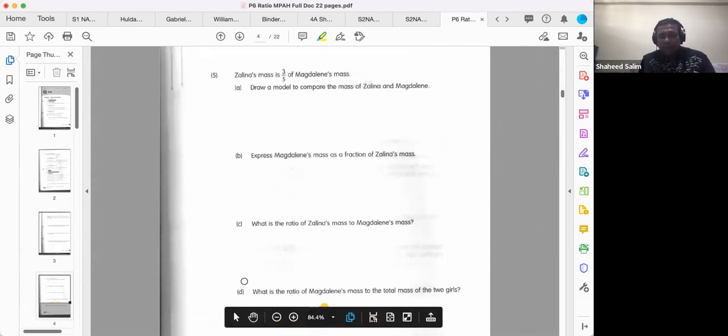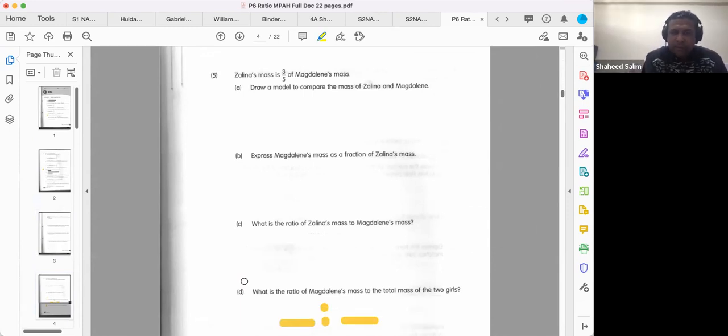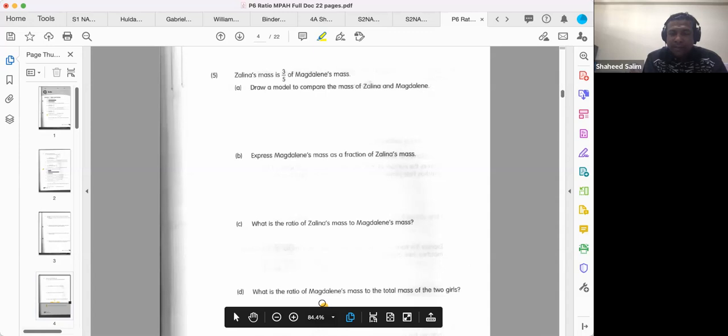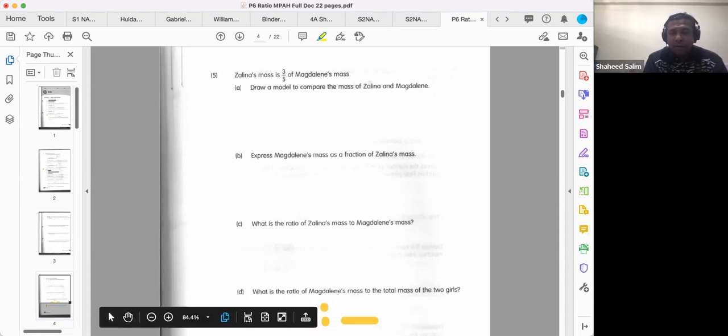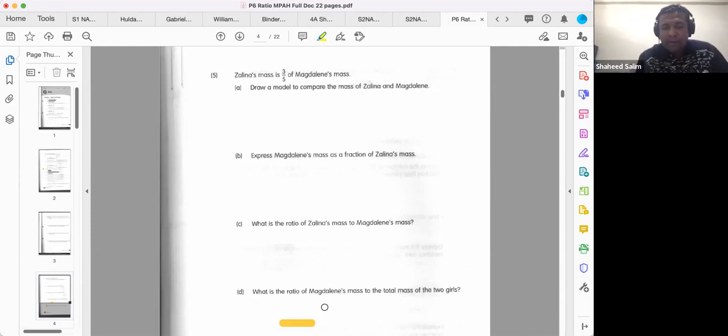B. Express Magdalene. Have you heard the name Magdalene before? Never. Okay, never mind. Magdalene is a name found in the Bible. Christians believe Nabi Isa is God. This is the woman who found Nabi Isa's body disappeared. But we do not know what happened. We believe in a different belief, right? We don't believe that he died.